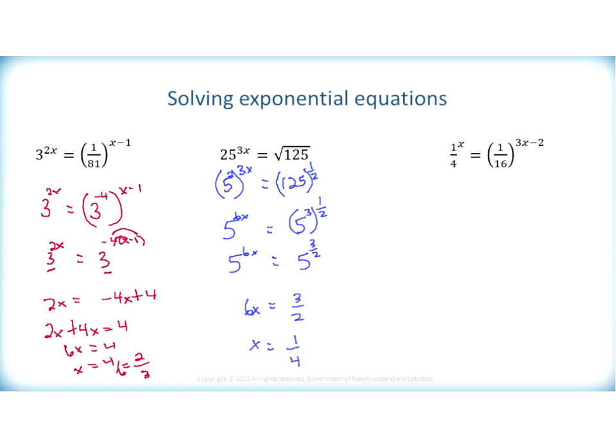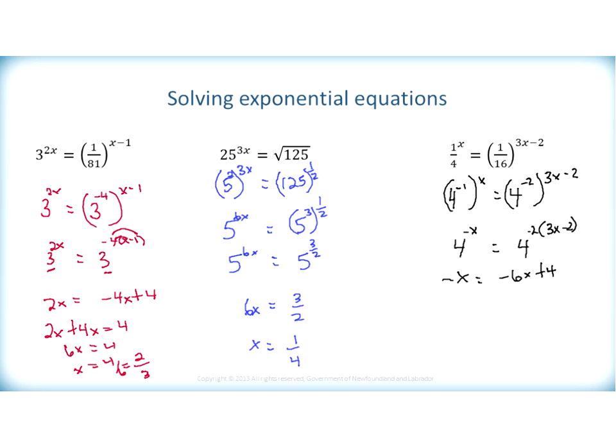So we have (4^-1)^x equals (4^-2)^(3x - 2). This will give us 4^-x equals 4^(-2 multiplied by (3x - 2)). This would give us -x is equal to -6x plus 4.